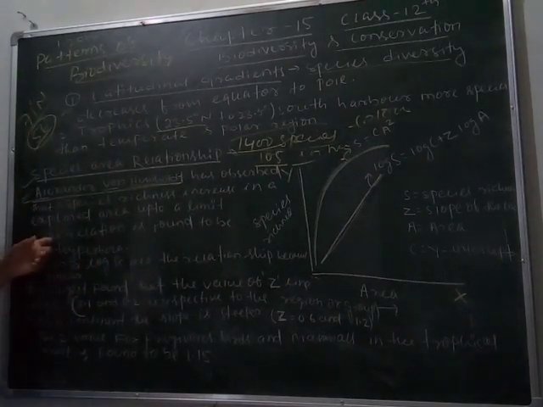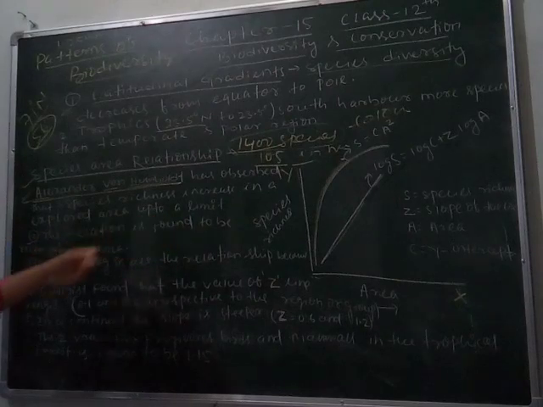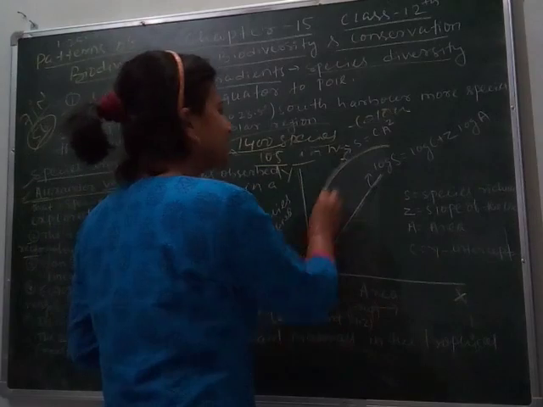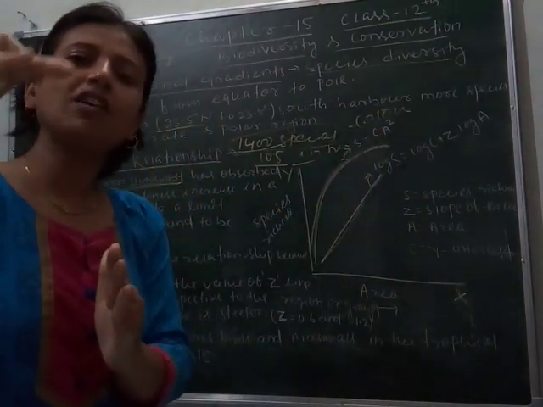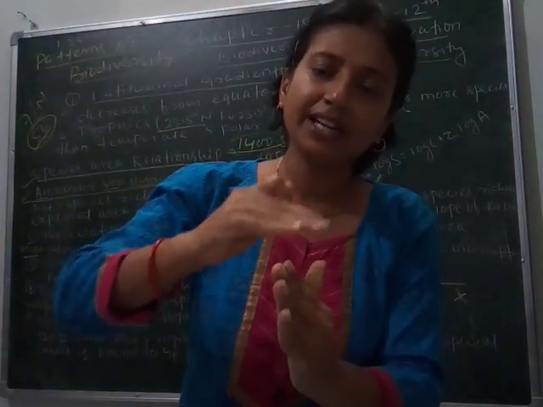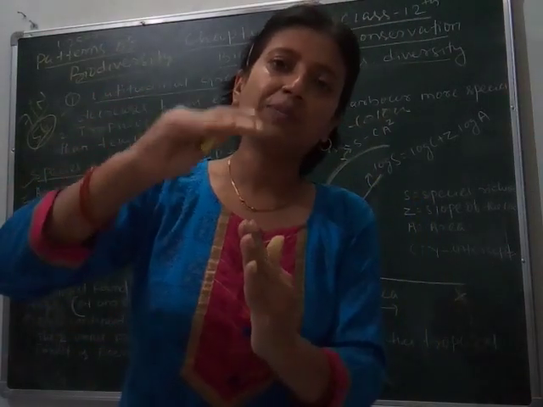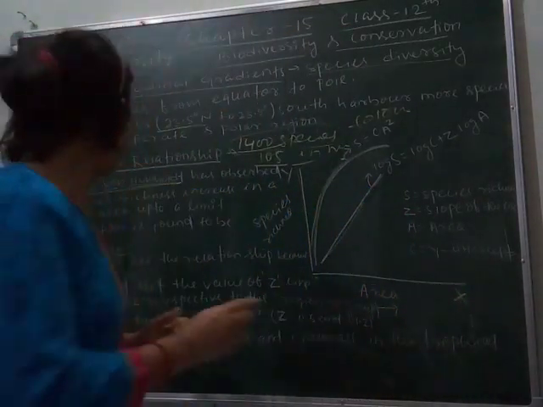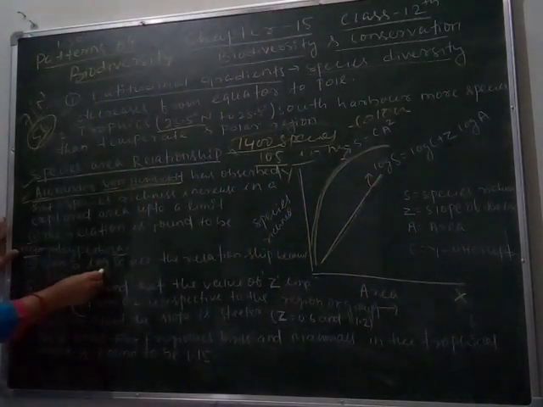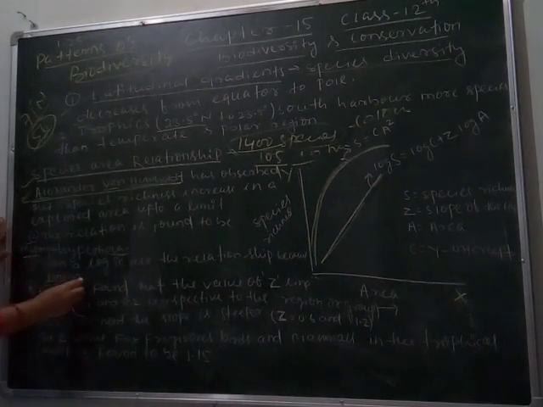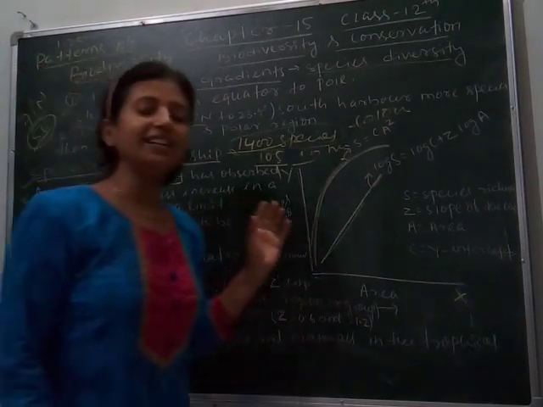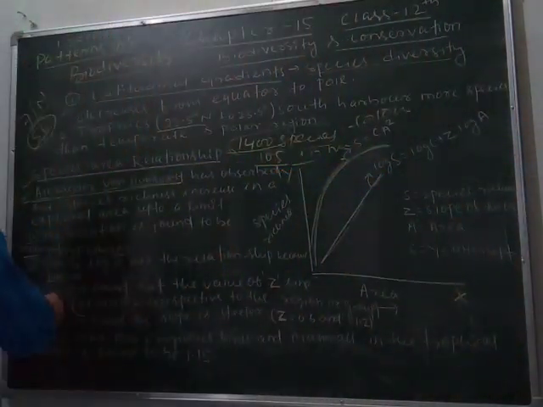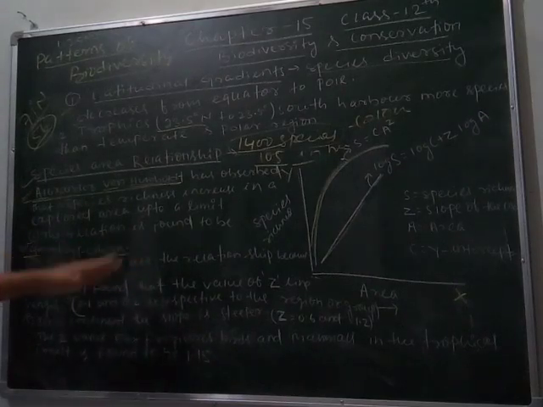Second, the relation is found to be a rectangular hyperbola, means after increasing up to a certain limit, the species diversity stops, means there will be no more species found. Next point is, on a log scale the relationship becomes linear. Linear means, as we know a linear equation, suppose a plus b is equal to c plus d, this type. On a log scale the relationship becomes linear.